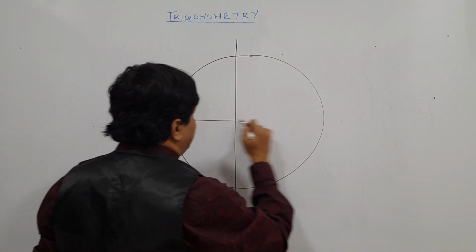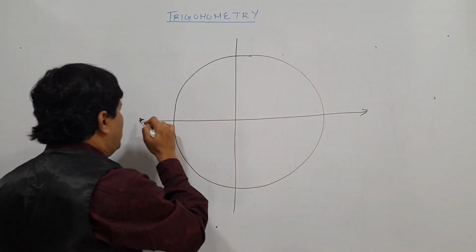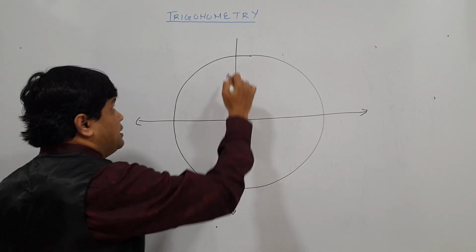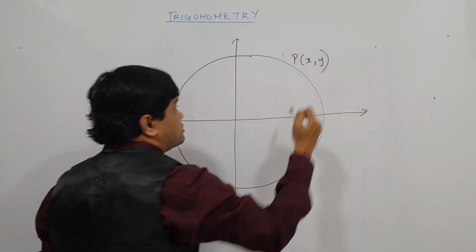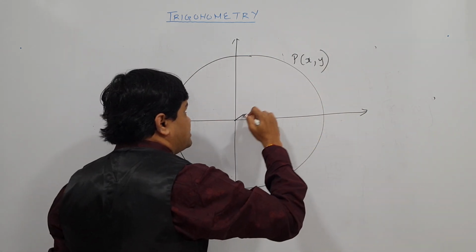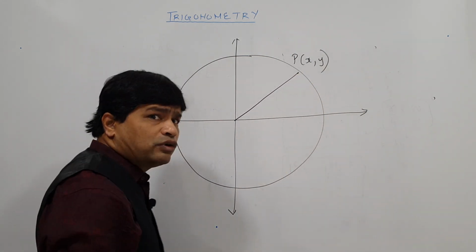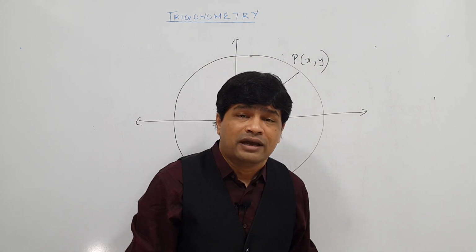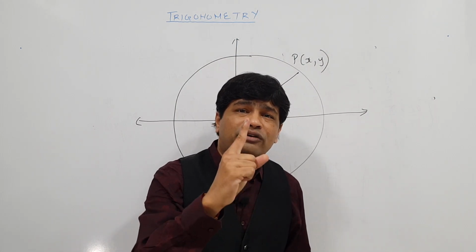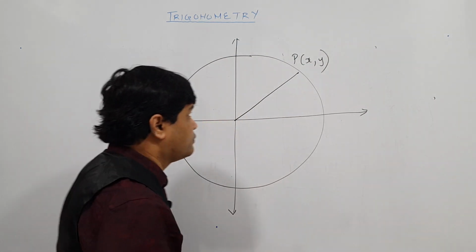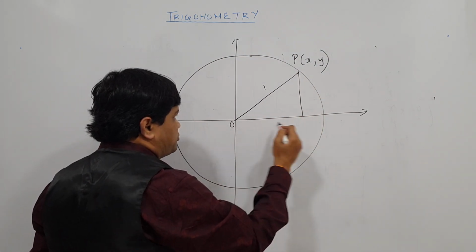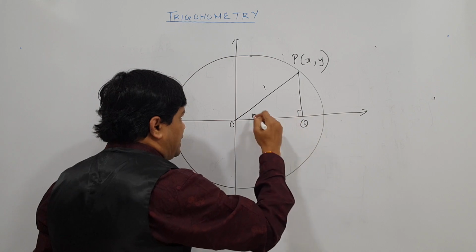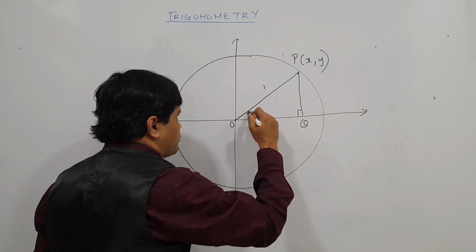I can divide this circle in 4 equal parts. Let me take a point P(x, y) as any point on the circle. I consider this as a standard unit circle. What is the meaning of standard unit circle? Standard unit circle means the length of radius is equal to 1 unit. So this is 1 unit. I drop a perpendicular. Let this be the origin, let this be Q, and let this be angle theta.